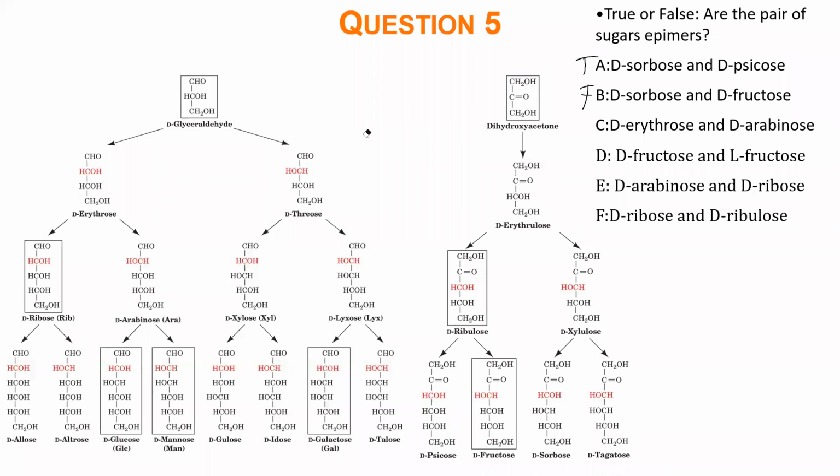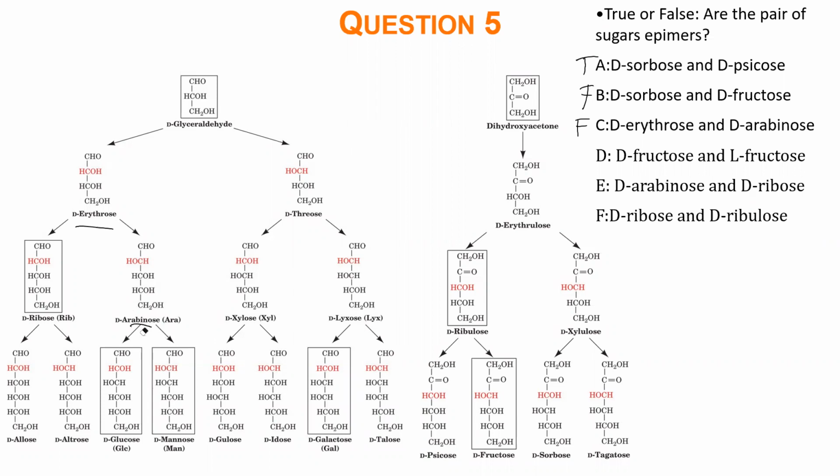Next, we have erythrose and arabinose. Arabinose is right here, and erythrose is right here. So they cannot be epimers because they have a different number of carbons. So that is impossible.